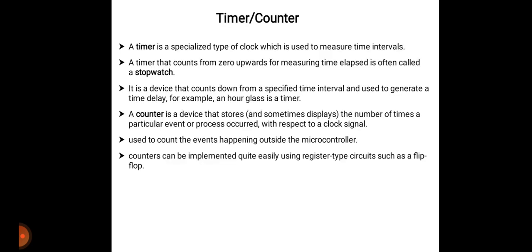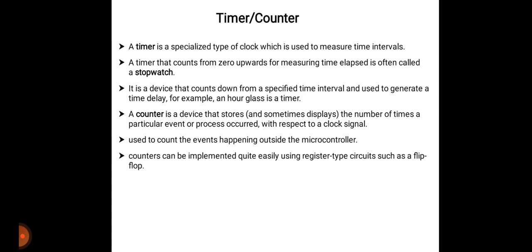So let's get started. First of all, what is a timer and what is a counter? A timer is a specialized type of clock which is used to measure time intervals, like a timer that counts from 0 to infinity, or 0, 1, 2, 3, 4 like this. For measuring time, it is often called a stopwatch. A stopwatch means the timer counts start from 0 upwards. It is also a device which counts down from a specified time interval and is used to generate a time delay.